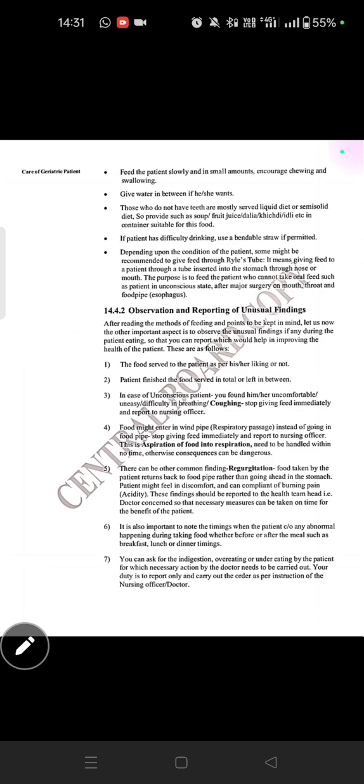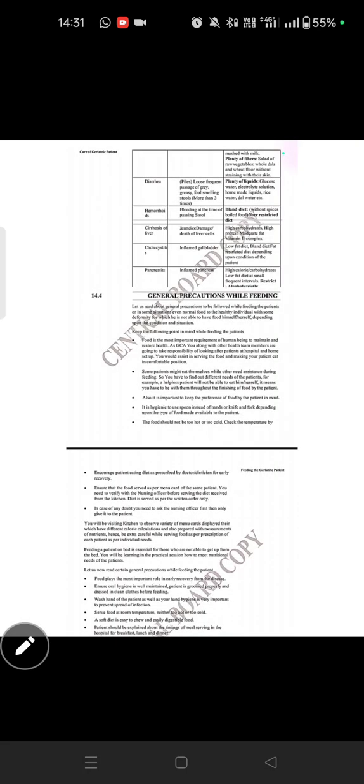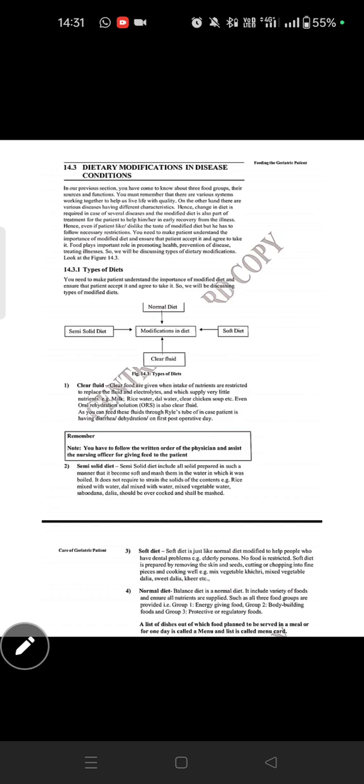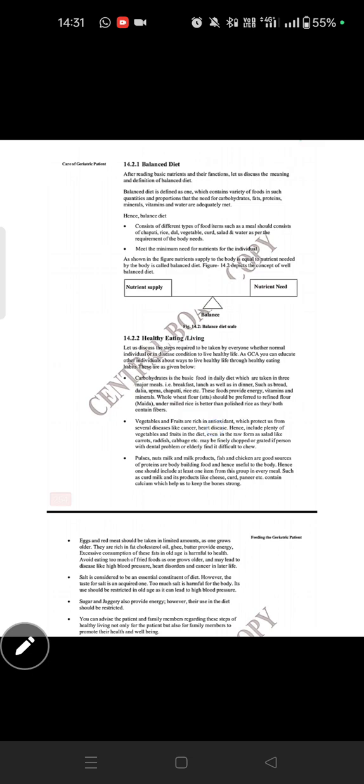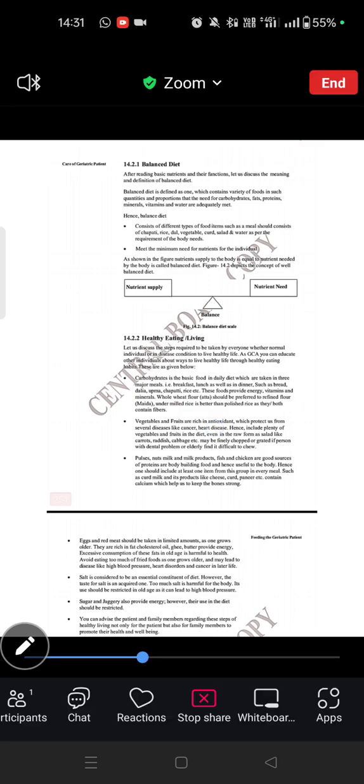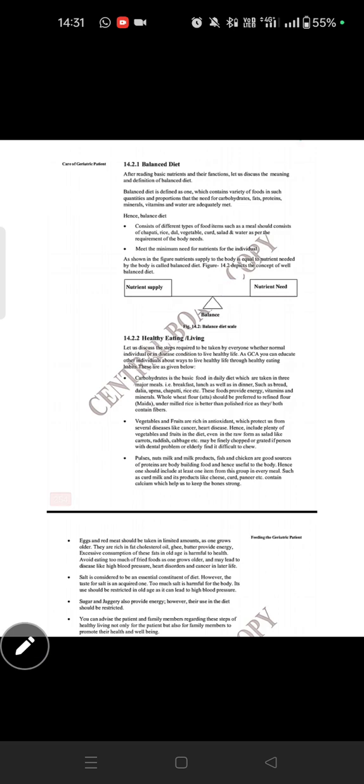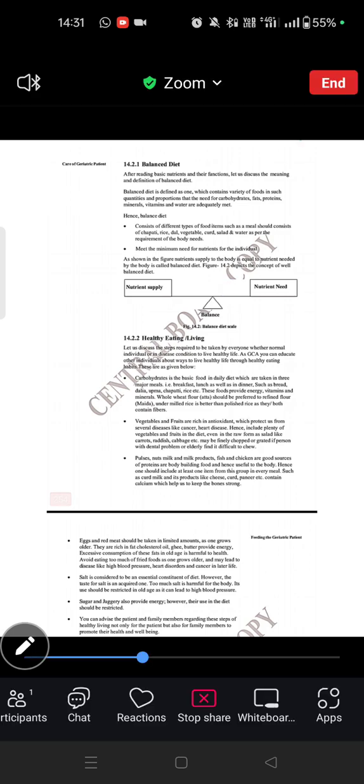They can ask questions only on this. They will ask what types of diet we are using. A question on what a balanced diet is will come. So you can write normal diet, semi-solid diet and solid diet. This unit will only have questions on this.